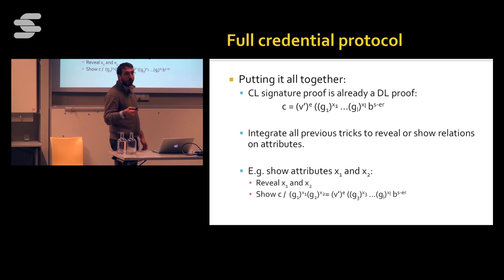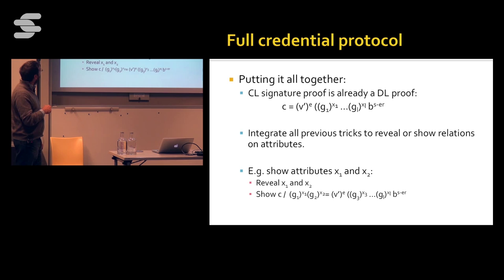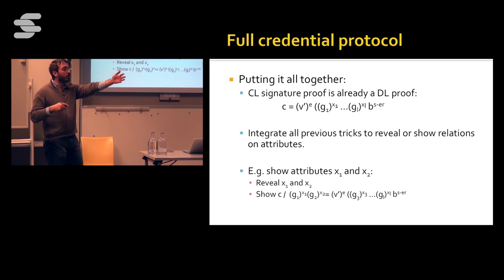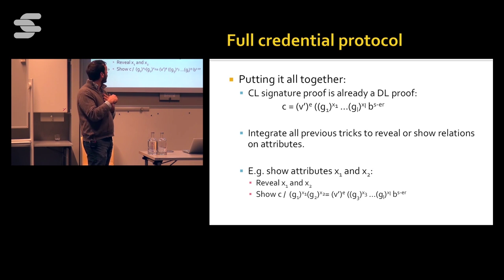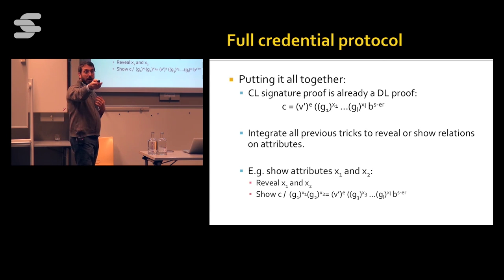So now the full credential protocol is actually quite straightforward. The idea is that I get a CL signature on a bunch of attributes. So I go to my issuer. The issuer issues me with a signature in that form. Okay, fine. And then I go to my verifier.